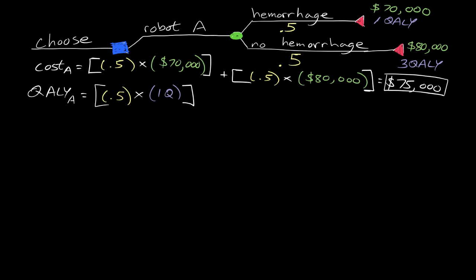The quality is the same thing. Again, I'm multiplying each of the qualities by 0.5, but I could also just add them up and divide by 2. Just a simple average because it's the same probability for both of those. What's the average of one quali and three qualis? It's two qualis. This is going to come out to two qualis. I just want to show you all of the details of the calculation so that it flows into what happens when we have different probabilities of hemorrhage and no hemorrhage, like robot B.